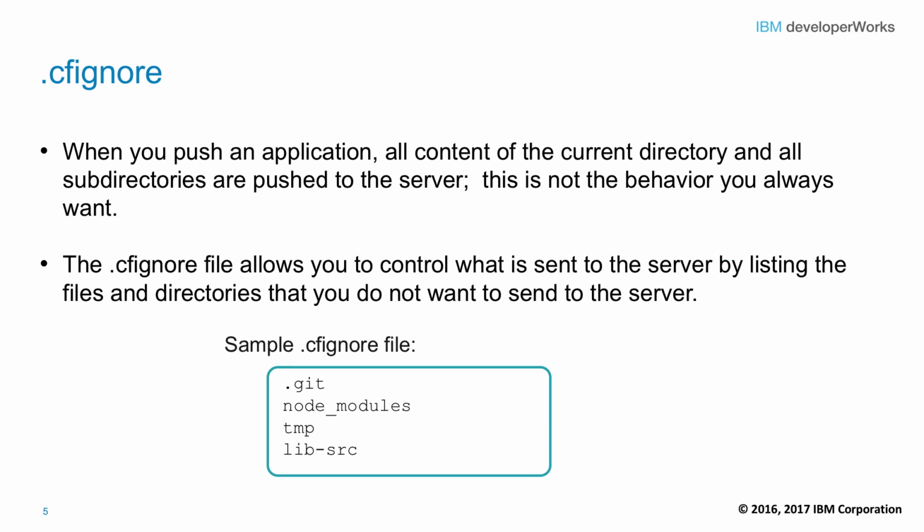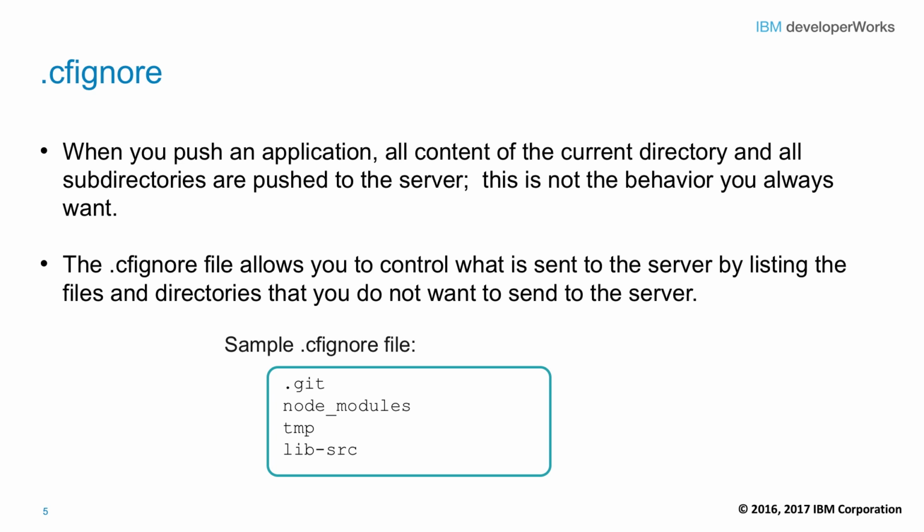The other file that you can use is the .cfignore file. Normally, when you push an application, all of the content in the current directory and subdirectories is sent to the server. If there's a lot of files, it could take a long time. The cfignore file allows you to control what is sent to the server by listing the files and directories that you do not want to send.